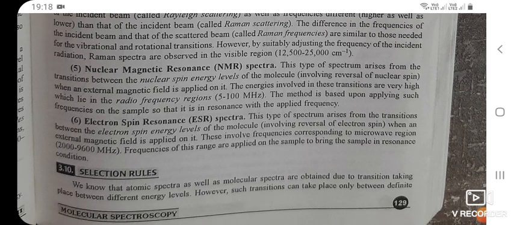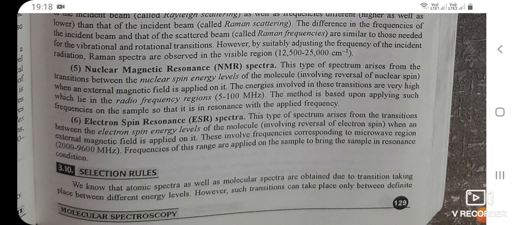Nuclear magnetic resonance (NMR) spectra. This type of spectrum arises from the transitions between the nuclear spin energy levels of the molecule involving reversal of nuclear spin. When an external magnetic field is applied on it, the energies involved in these transitions are very high, which lie in the radio frequency regions. The method is based upon applying such frequencies on the sample so that it is in resonance with the applied frequency.